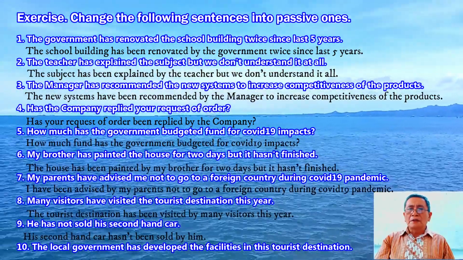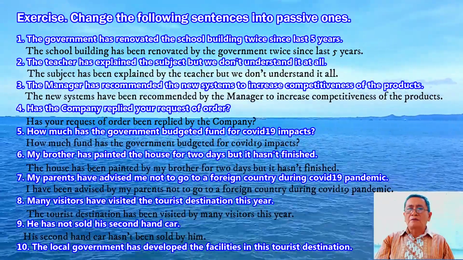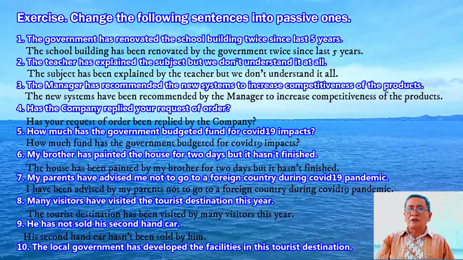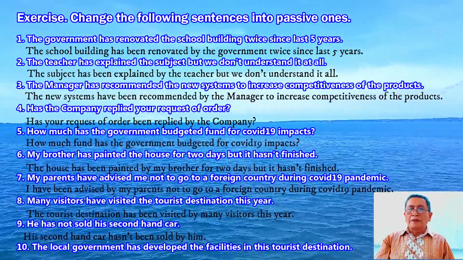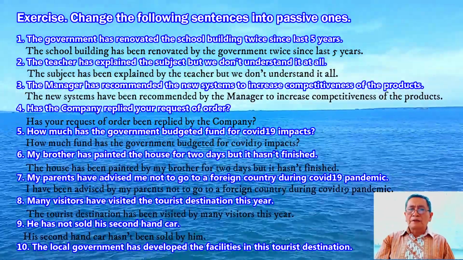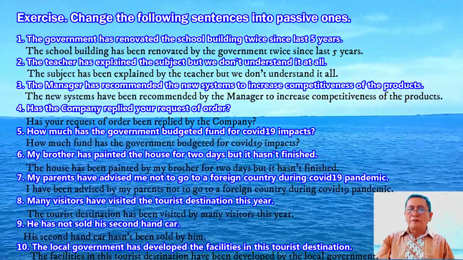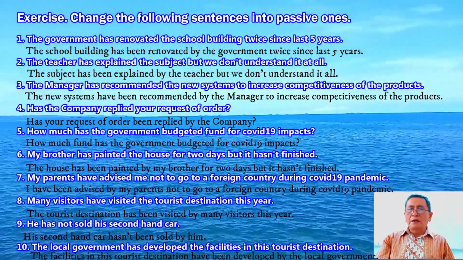Number 10, the local government has developed the facilities of this tourist destination. What's the passive form of number 10? It's okay. These facilities in this tourist destination have been developed by the local government.